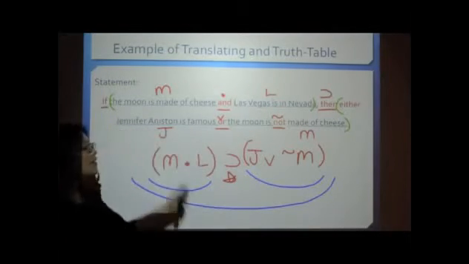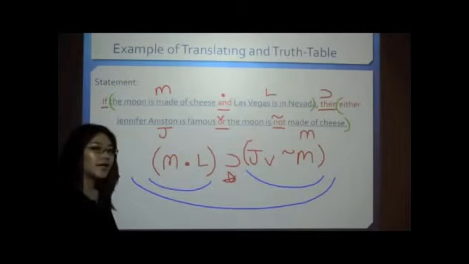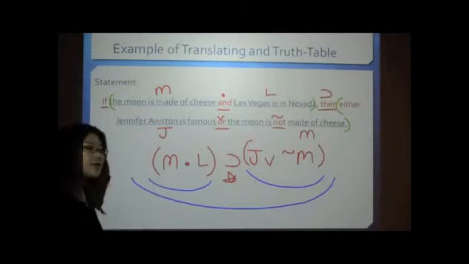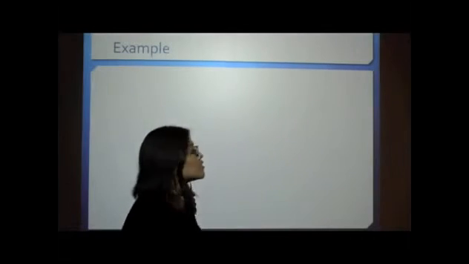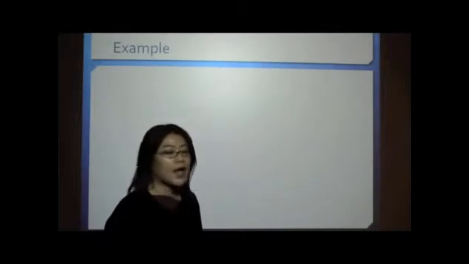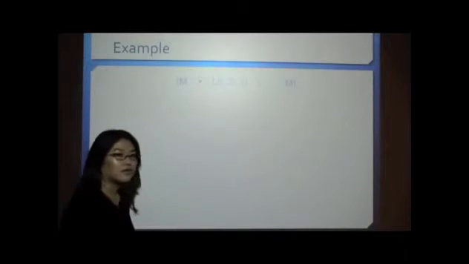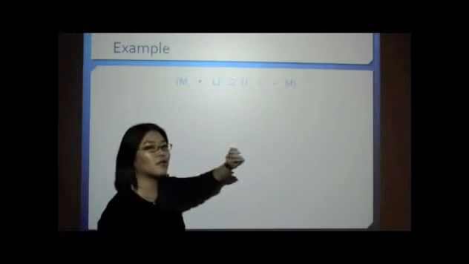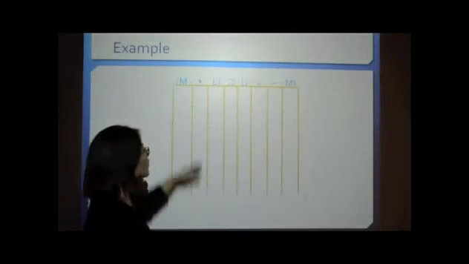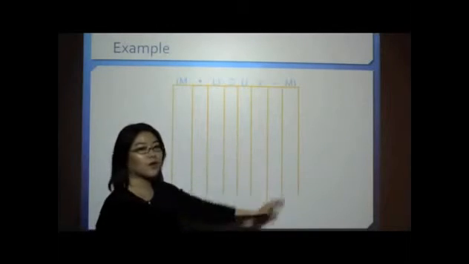Okay. So now that we've done this, let's go ahead and create a truth table for this statement. In order to create the truth table for this statement, the first thing that we want to do is go ahead and write the statement down. Then we're going to give each of the variables as well as each logical operator their own column.